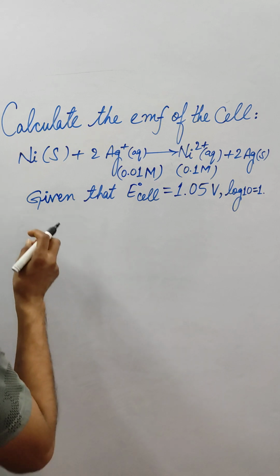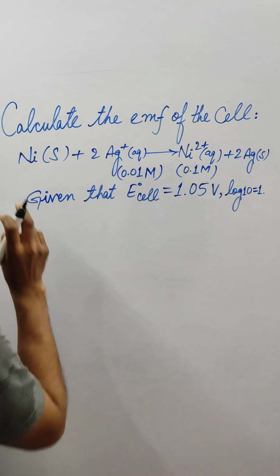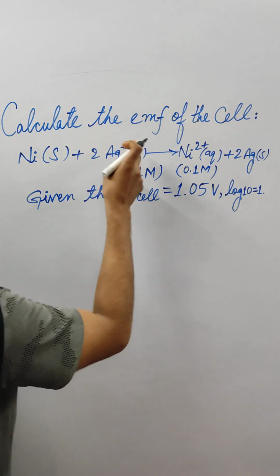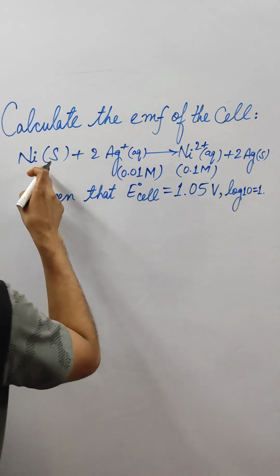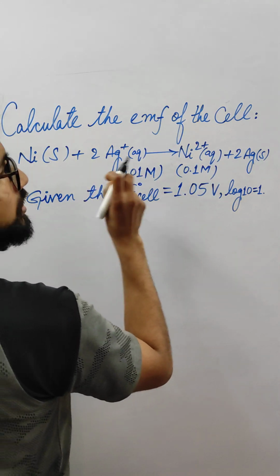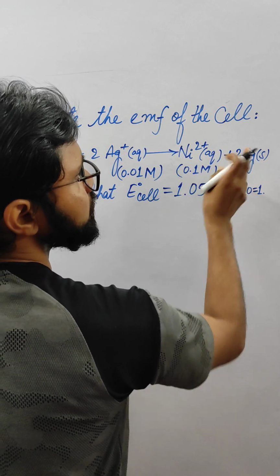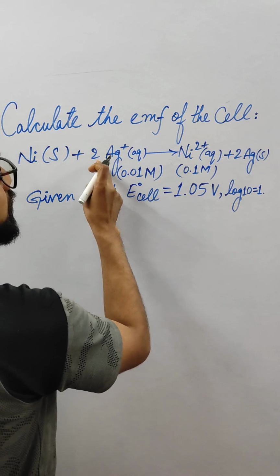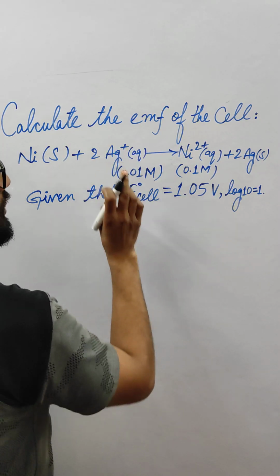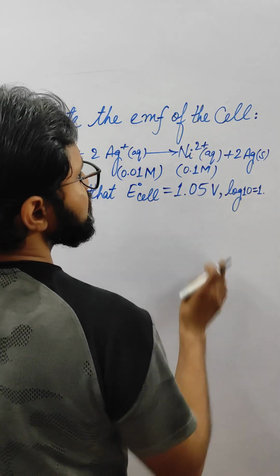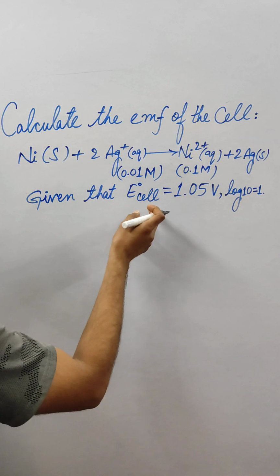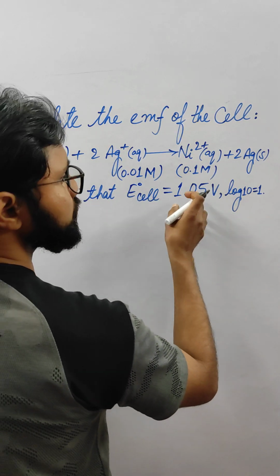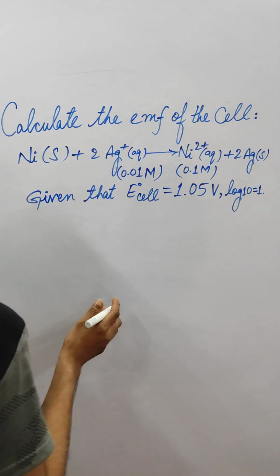Hello, my dear student. This question has been asked in CBSE Board 2023. Calculate the EMF of the cell Ni + 2Ag⁺ forming Ni²⁺ + 2Ag, and its concentrations are given: Ag⁺ and Ni²⁺. Given E° cell equals 1.05 volt.